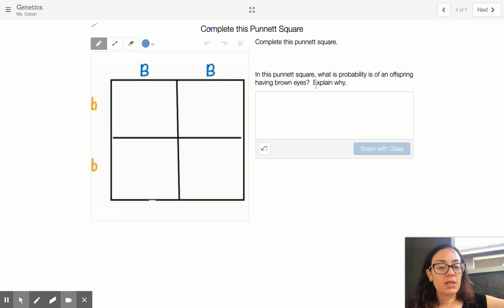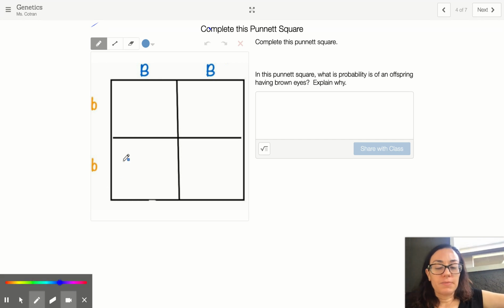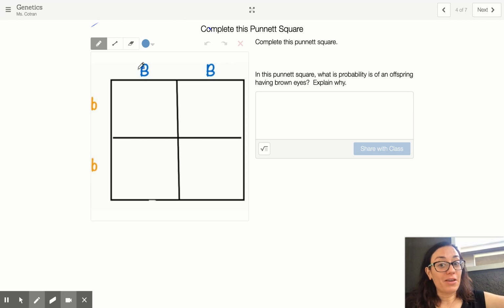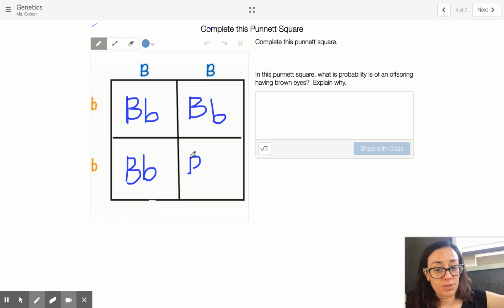Okay, now, let's complete this Punnett square. In this Punnett square, what is the probability of an offspring having brown eyes? All right, so what we do is we combine these. Now, we've seen this so many times. You're having a homozygous dominant, brown-eyed parent with a homozygous recessive blue-eyed parent. All you do is you put the big letter first. So combine the big B and the little b together. You're going to notice in every single one of these squares, what do you have? Big B, little b. Those letters, are they the same or are they different? They're different, right?